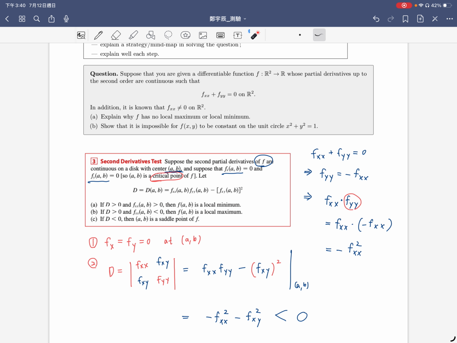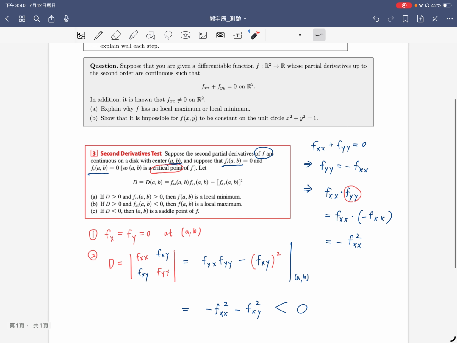Let's get back to the theorem. So now, no matter which point you have chosen, the determinant here is always negative. So it can't be case 1 and it can't be case 2 either. It can only be the third case, D smaller than 0. And therefore, there will be no local max or local minimum on the R2 plane.